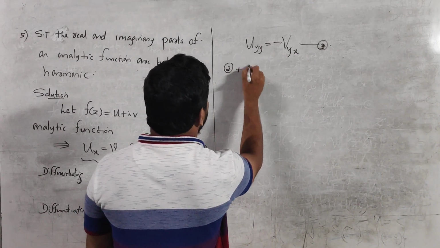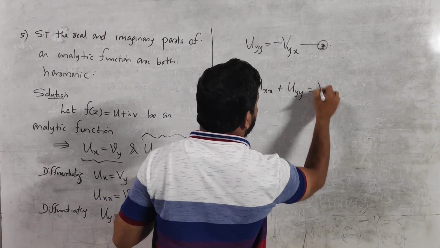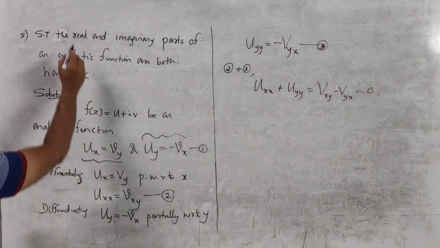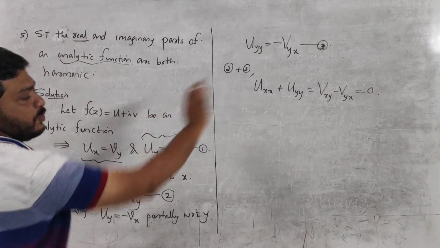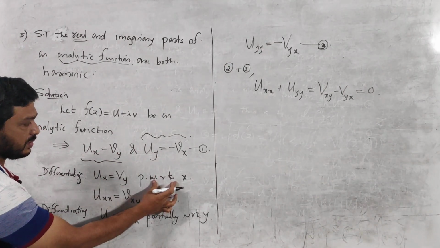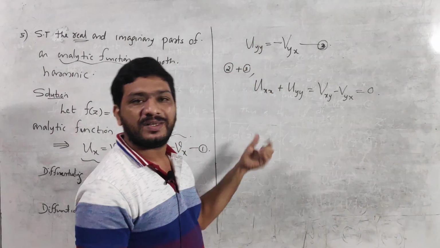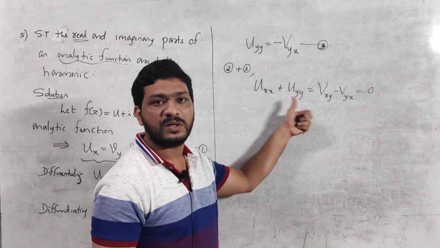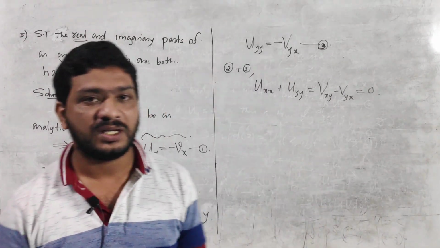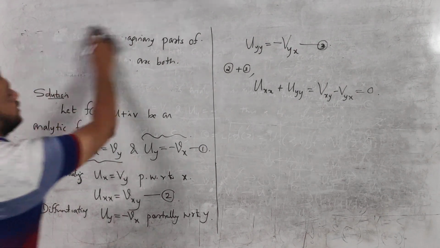Adding equations 2 and 3, what is the result? We get uxx + uyy = vxy - vyx; both cancel, so the answer is 0. That is why the real part of this analytic function is harmonic. In the same manner, differentiating this one with respect to x and this one with respect to y in the reverse direction and adding the two, we get vxx + vyy is also 0. So the real and imaginary parts of an analytic function are both harmonic. After finishing it, write a note.